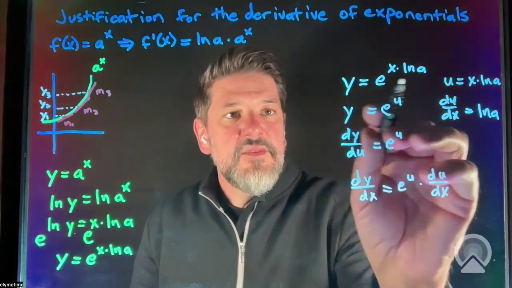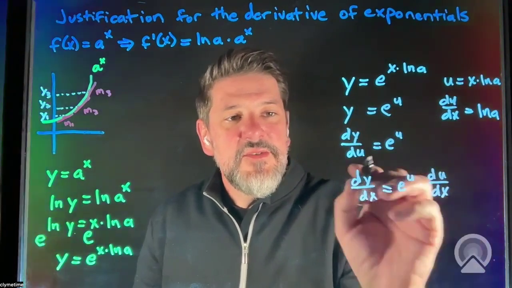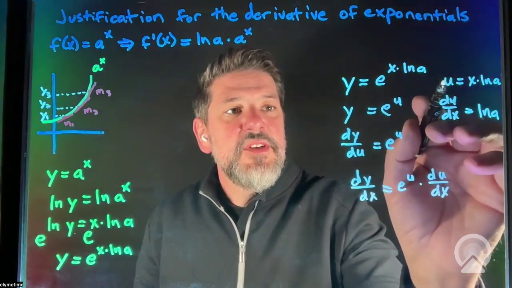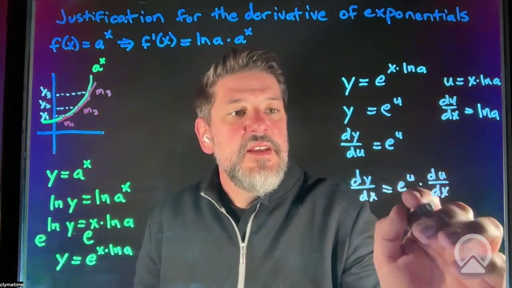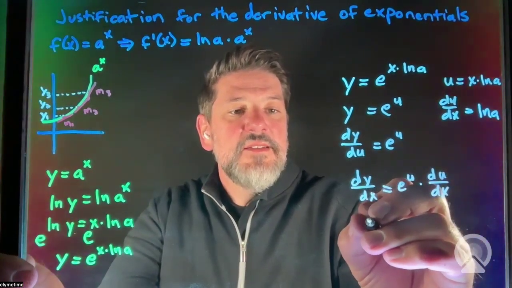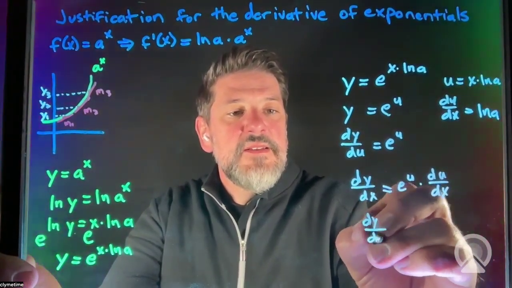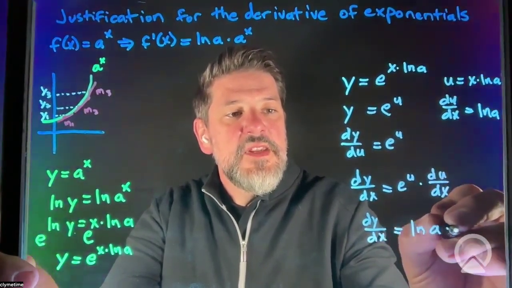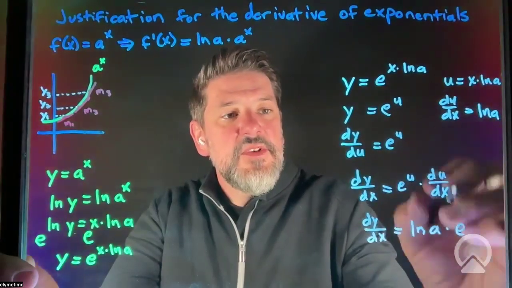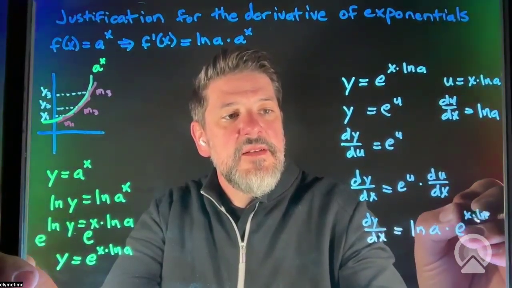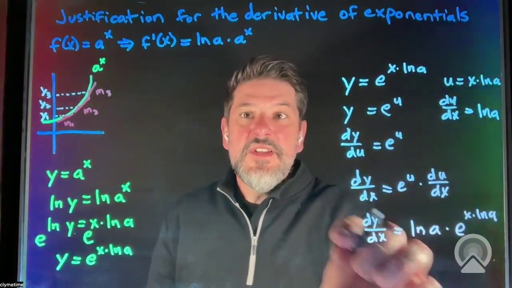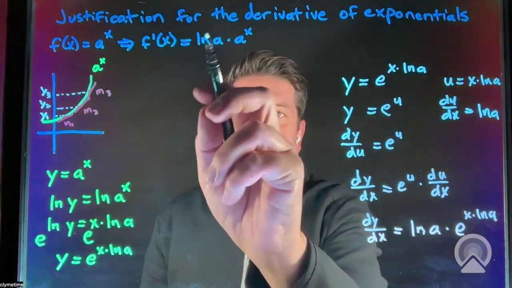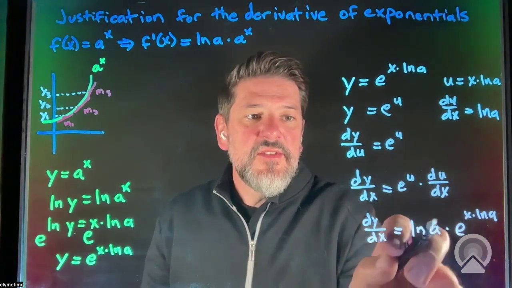So dy over dx, which is my original derivative, is equal to e to whatever the input is, times the derivative of the input. And so the derivative of the input, u, which is x times ln of a, is ln of a. And so we end up with dy over dx is equal to ln of a, and then times e to the u. I'm going to go ahead and plug back in for u, so that's x times ln of a. And so we already see kind of what we were trying to set out to show. That's why the proportionality constant ln of a, it's right there.